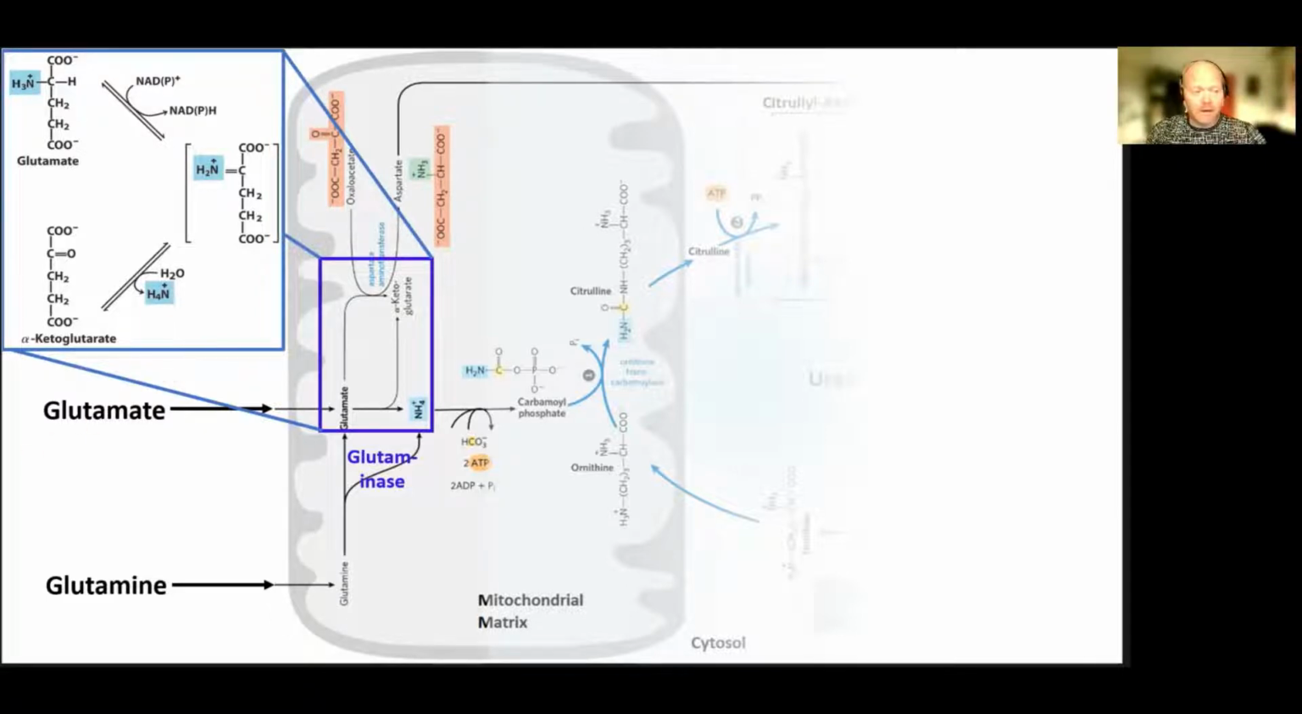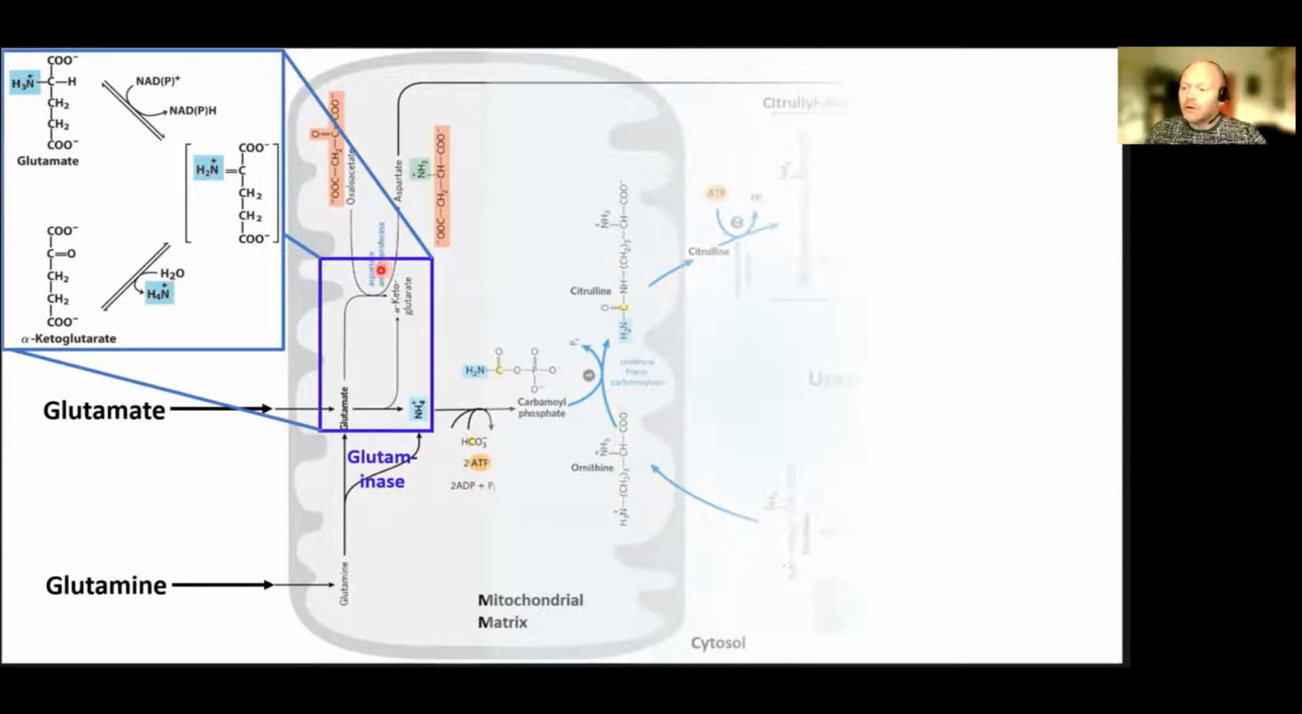Likewise, glutamine that enters the liver can be converted to glutamate along this pathway and shed an ammonium by the action of glutaminase. So glutaminase would then produce ammonium and glutamate, and then this enzyme can act on this glutamate too.